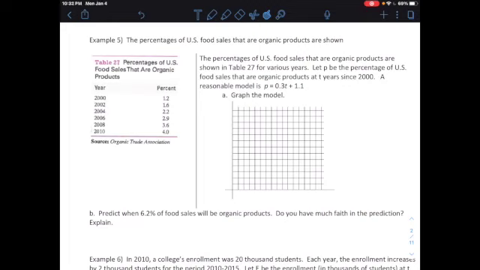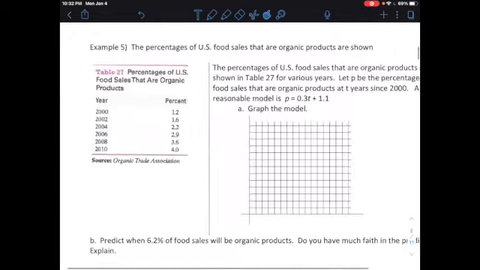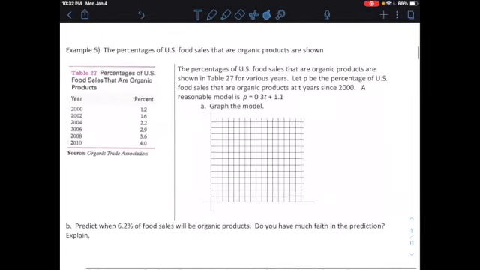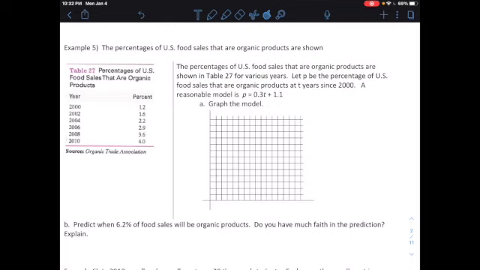Now, this is where we're taking what we learned before and putting it in a word problem. We kind of did this already a little bit before we went on the Christmas break, so hopefully this will jog your memory one more time. Example number 5 says the percentage of U.S. food sales that are organic products are shown in table 27 for various years. So there's your table, with the year and the percent. Let's read through it.